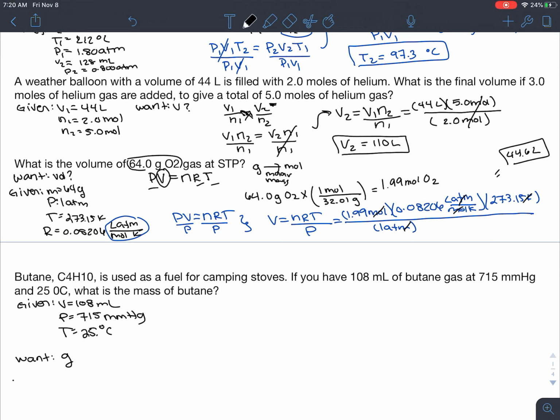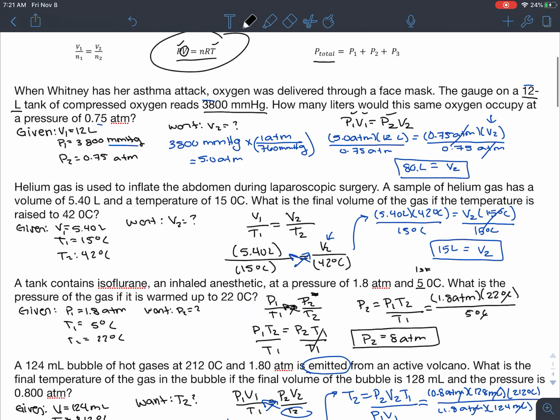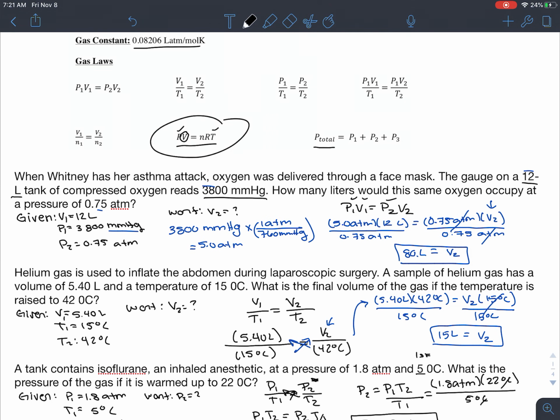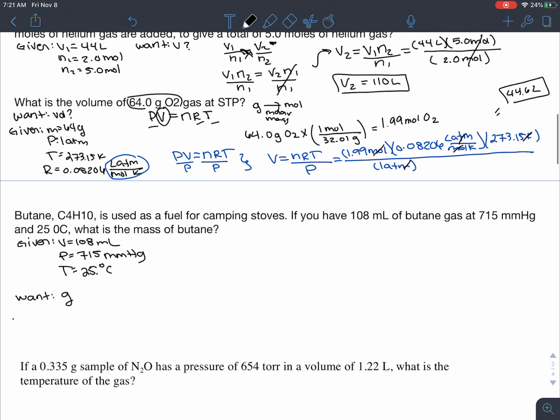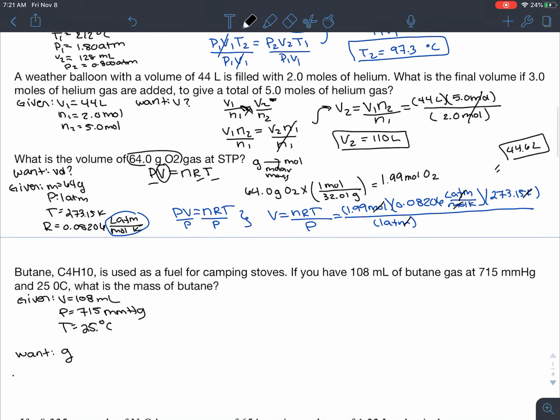Okay, so we want grams. We're only given one volume, one pressure, and one temperature. So none of our simple gas laws are going to work because we have to have more. So again, we need to use the ideal gas law. How are we going to apply that? So ideal gas is PV is equal to nRT. Well, what values do I have? I have my pressure. I have a volume. I have a temperature. I always know R. So if I use the ideal gas law, I can solve for moles.